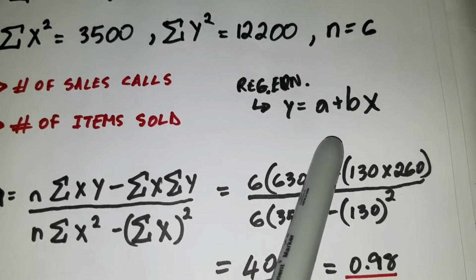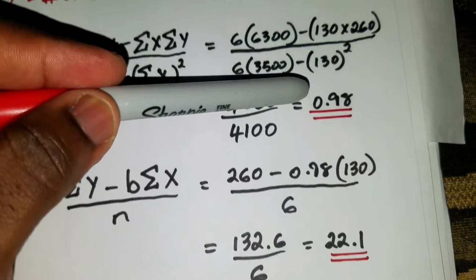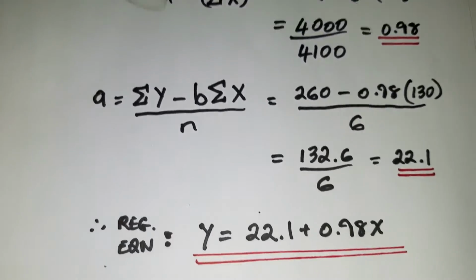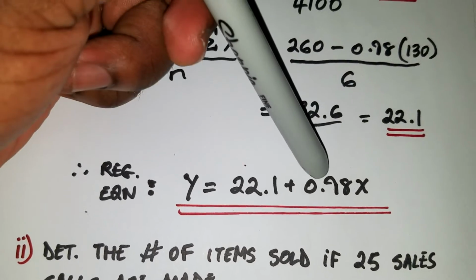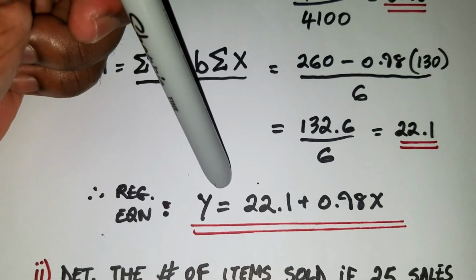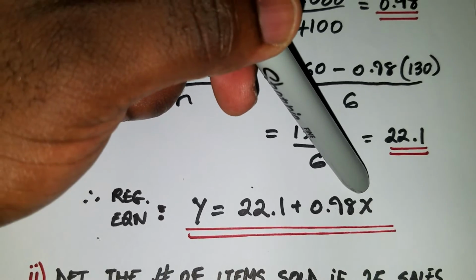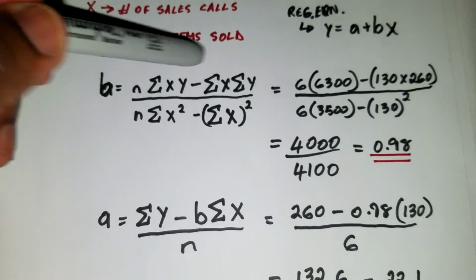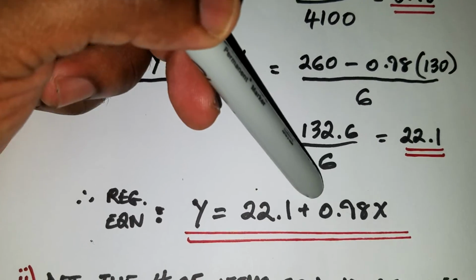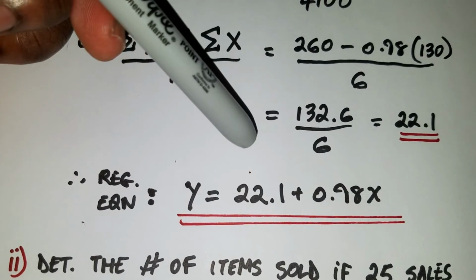So now that we have a and b, all we have to do is plug in the value for a and the value for b, and then it would be the regression equation. So we're going to put a here, and then we're going to put b beside the x. Therefore, the regression equation is y equal 22.1 plus 0.98x. Now, if the b value was a negative value, instead of putting plus, we would have just put a negative value. However, it's positive in this case, so we just put plus 0.98x.